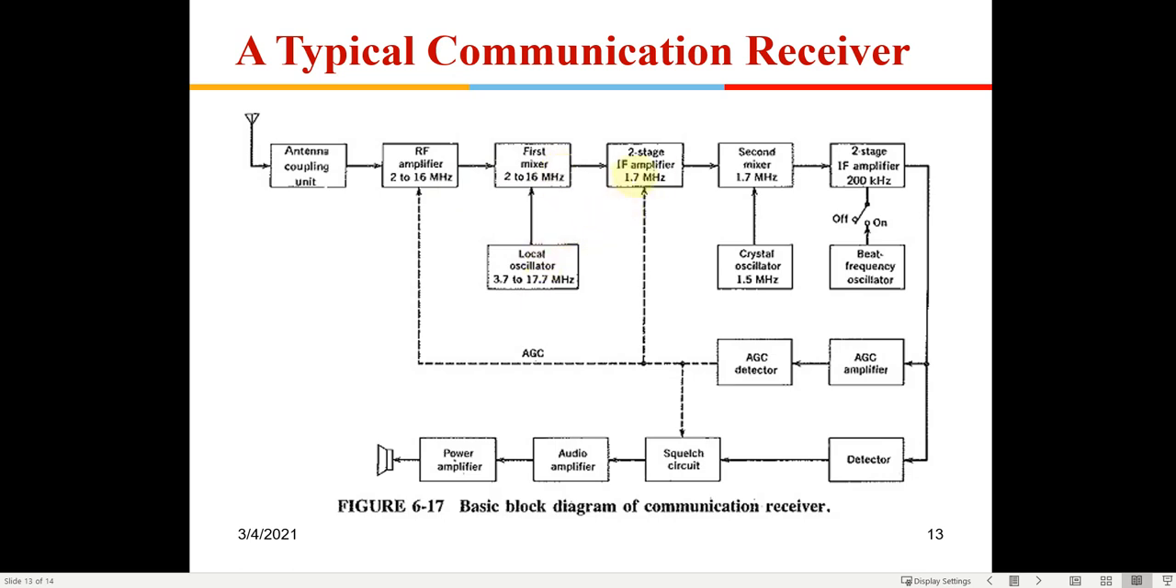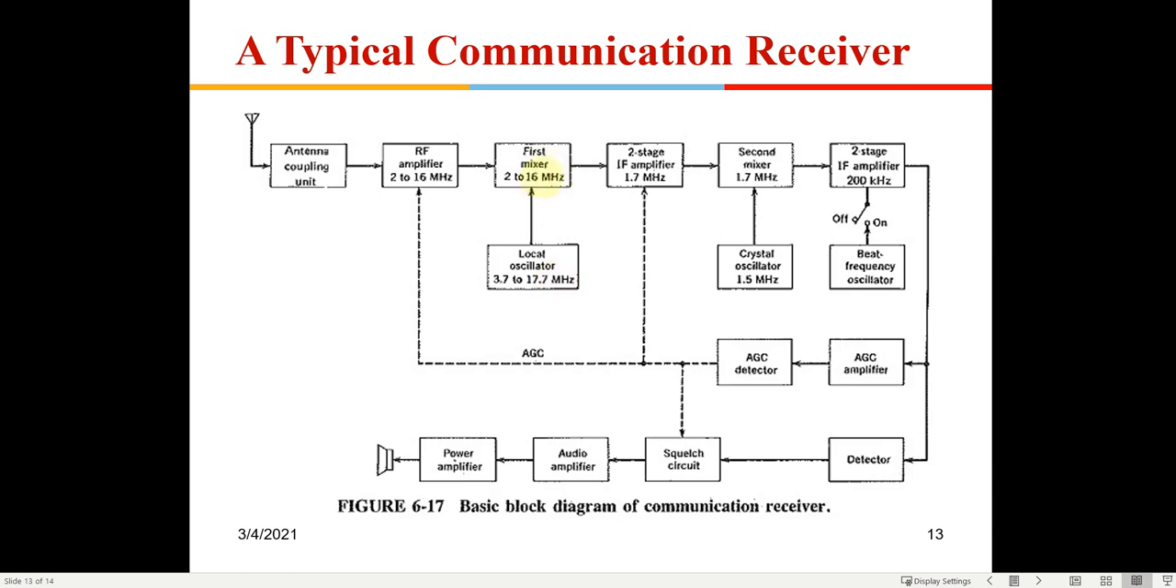So if you see here, it is 1.7 megahertz. Suppose this particular communication receiver in this example has been designed for 2 to 16 megahertz. Since the IF is 1.7 megahertz, again the local oscillator is above the RF signal. So for 2 megahertz, the local oscillator frequency will be 3.7, and for 16 megahertz it will be 17.7. Accordingly this needs to be tuned.